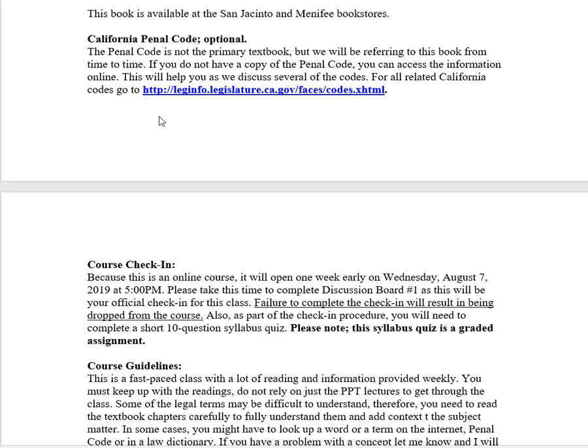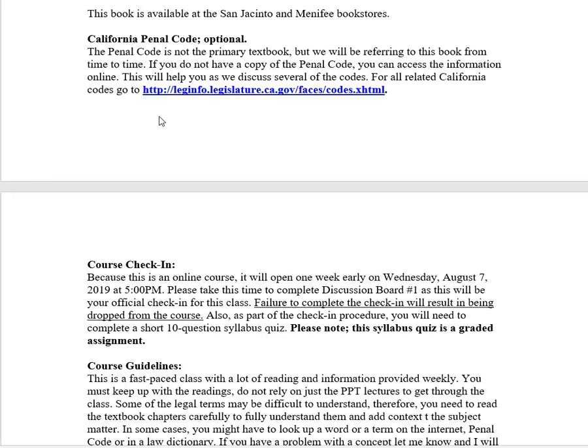But if you don't have a copy, again, don't worry. You can access the information online. I have a link there to legalinfo.legislature.ca.gov, which is a website where you can get all the California codes, or you can use your favorite search engine, whether it's Google, Bing, or Yahoo, or whatever, and you should be able to pull up any code as long as you put the code number and California.